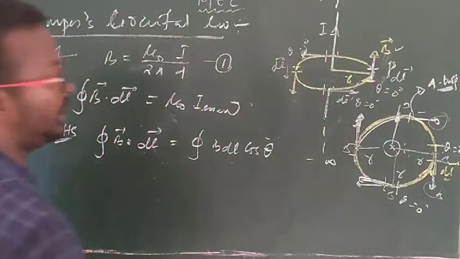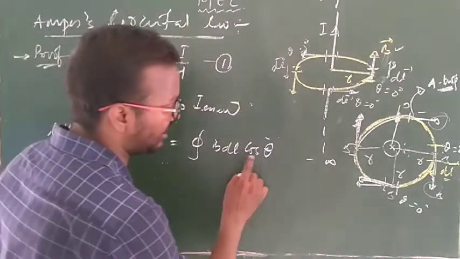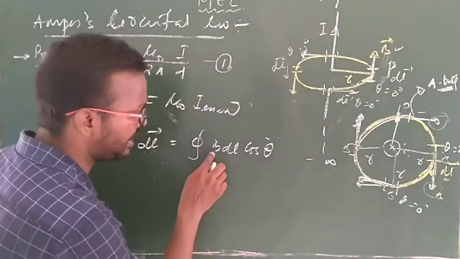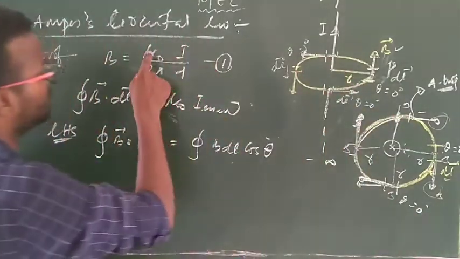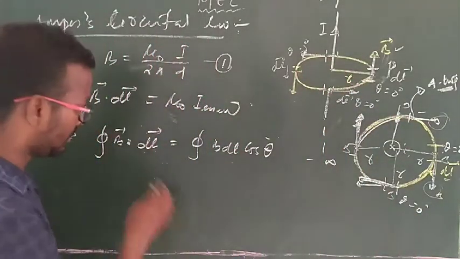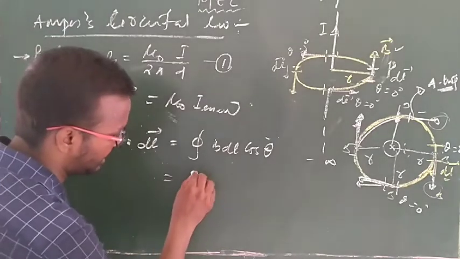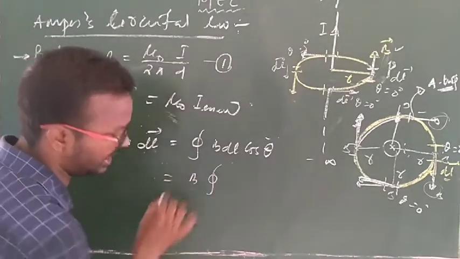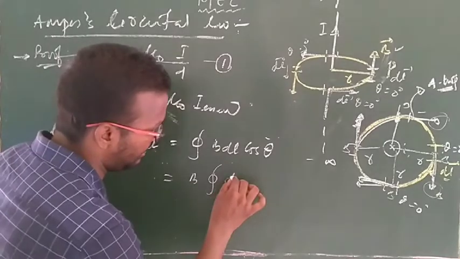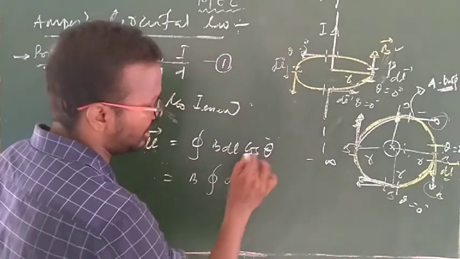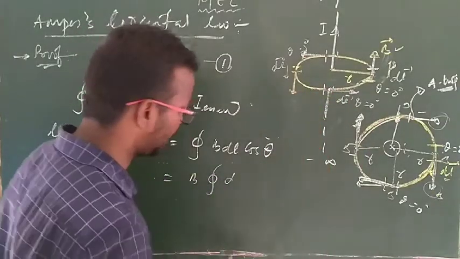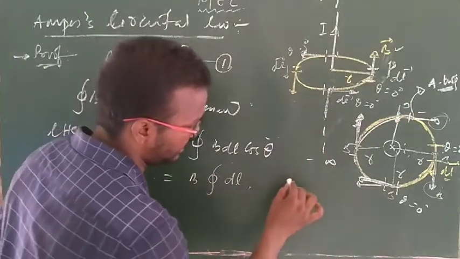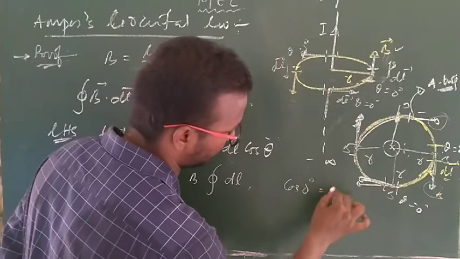Clear? So we can write B dl cos theta, but B is constant, equal to mu naught I by 2 pi d. So we can take the constant quantity B outside the closed integral, leaving dl cos theta. Theta is 0 degree everywhere, so you can write dl, since cos 0 degree equals 1.